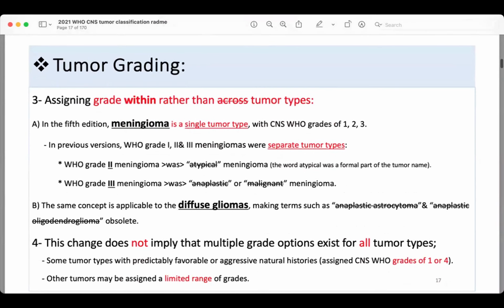Again, in 2021, the last edition of the grading systems, they deleted some subtypes and they introduced a wiser classification. As an example, in meningioma, there were many types of meningioma: the atypical meningioma, the anaplastic meningioma, the malignant meningioma. Now, there is no need to name the meningioma itself, but we grade the meningioma types. So all of them are meningiomas, and there are certain grades under these types.